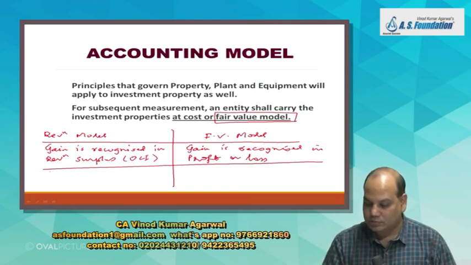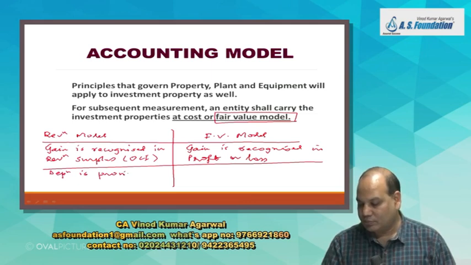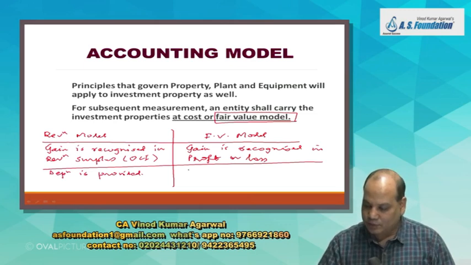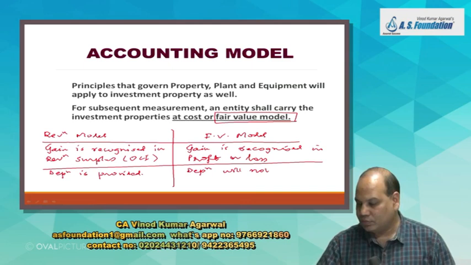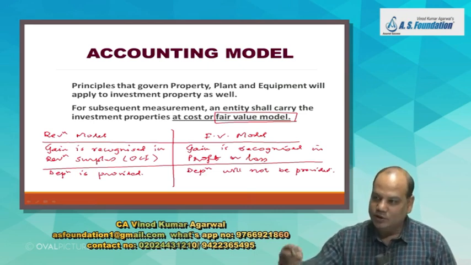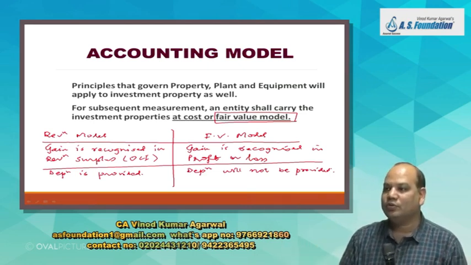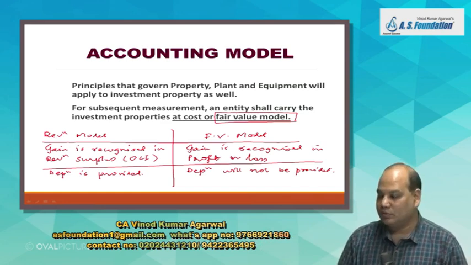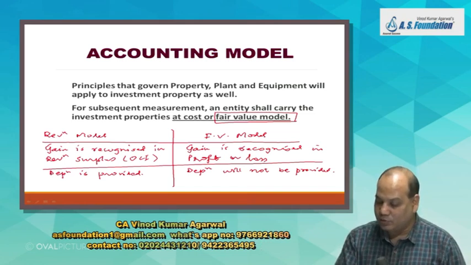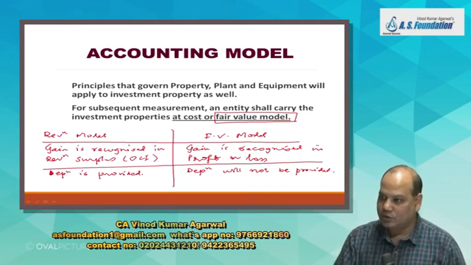Second difference is depreciation is provided. In revaluation model, depreciation will be provided. Fair value model, depreciation will not be provided. Only you have to just keep on calculating the fair value. Change in fair value itself will be transferred to SOPL. If the fair value goes down, P&L account. But here you have to calculate the depreciation also, right?